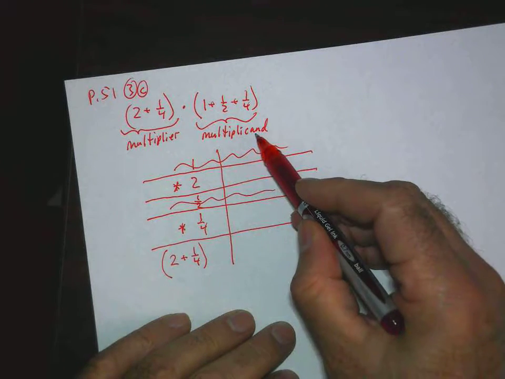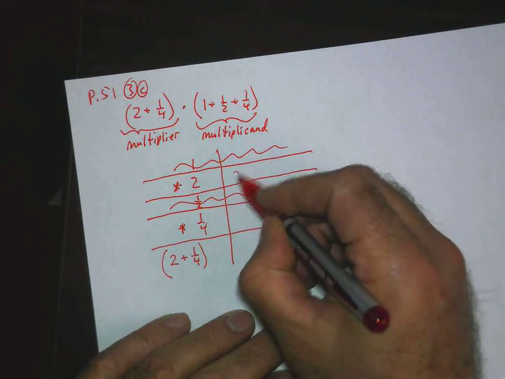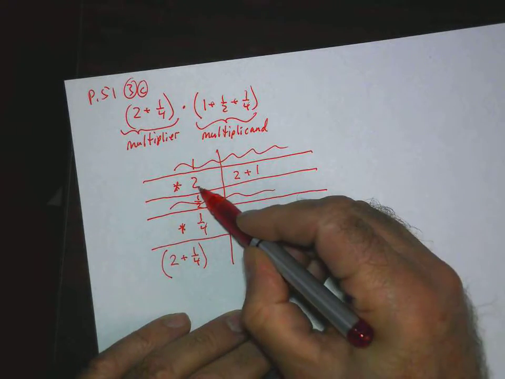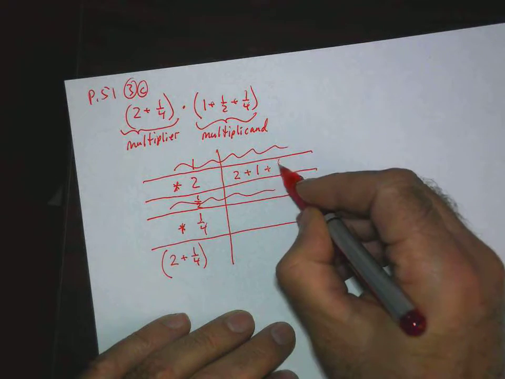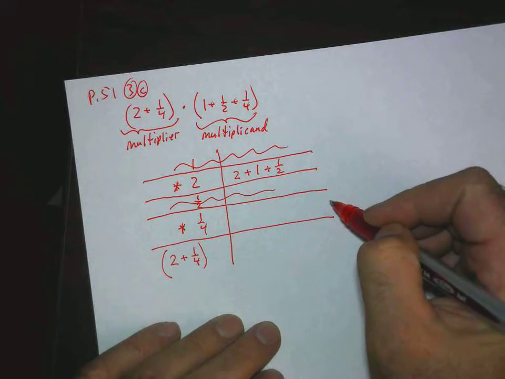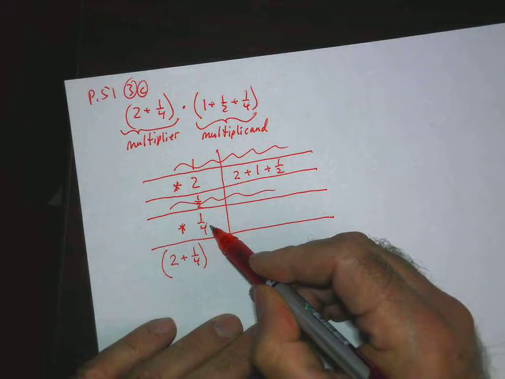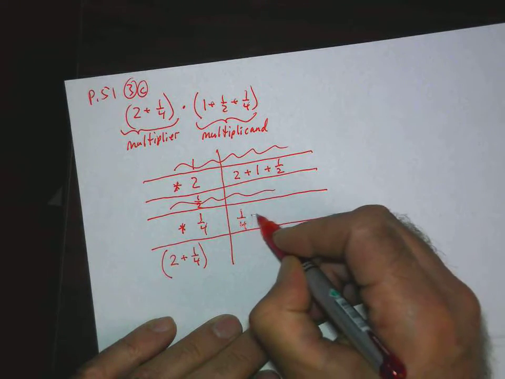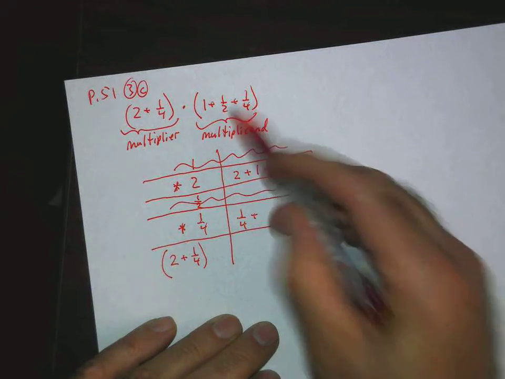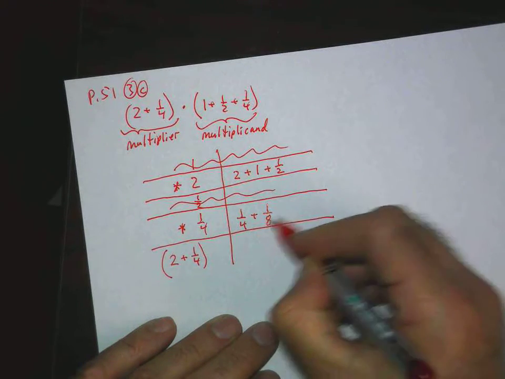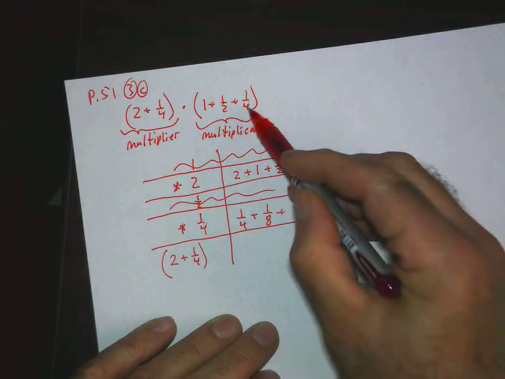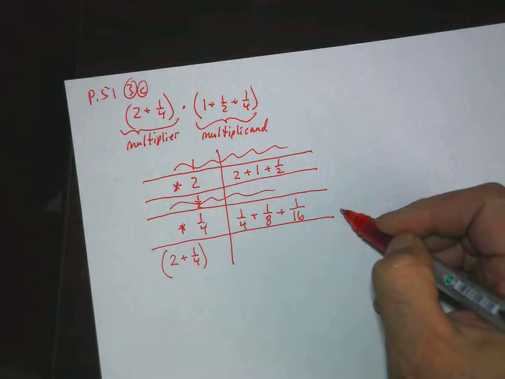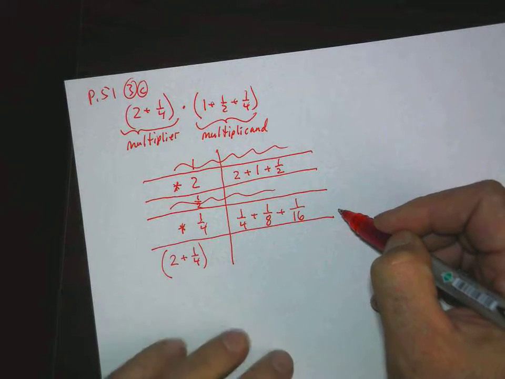Okay, 2 times the multiplicand, 2 times 1 is 2. 2 times a half is 1. 2 times a quarter is 1/2. Looking good. And now we'll do the same thing with 1/4. 1/4 times 1 is 1/4. 1/4 times a half is 1/8. 1/4 times a quarter is 1/16. Oh, this is going to be so easy, even I can do it.